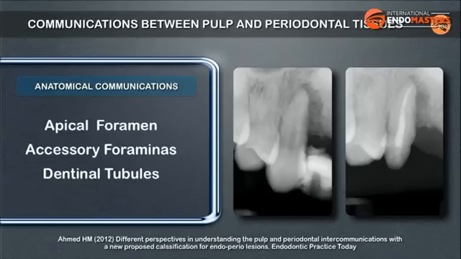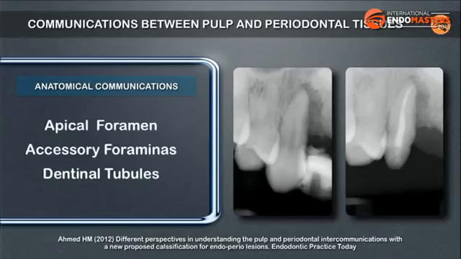Third, dentinal tubules. They run from the pulp to the dentinoenamel and dentinocemental junctions. Normally, dentinal tubules do not communicate with the periodontium because of the interposition of the radicular cementum. Loss of cementum because of periodontal disease or treatment, or root resorption, represents a communication between pulp and periodontium through the tubules.